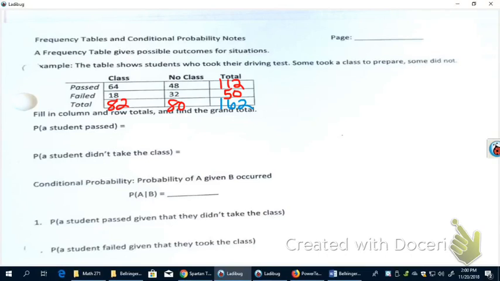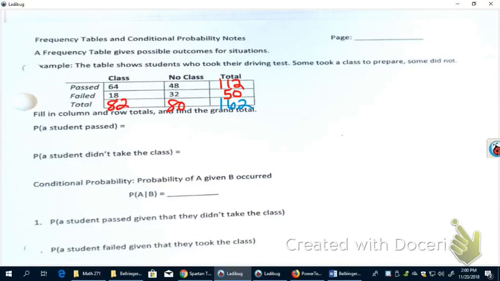Okay? Now, the tables that you have won't always have room for you to write the totals. But you should write the totals first. If the totals aren't given to you, and if there's not room, you still need to write the totals, because the totals is what's going to help you find the answers to the questions.